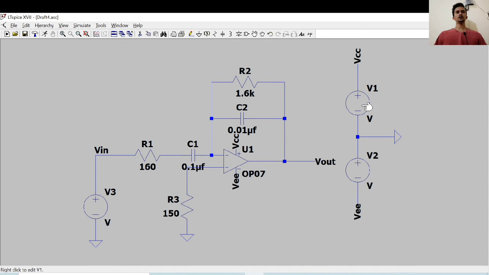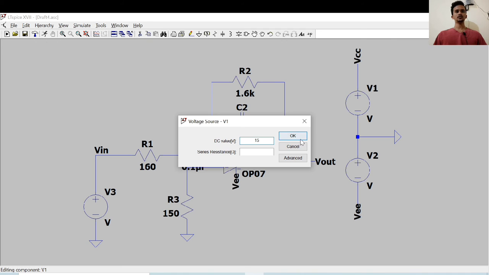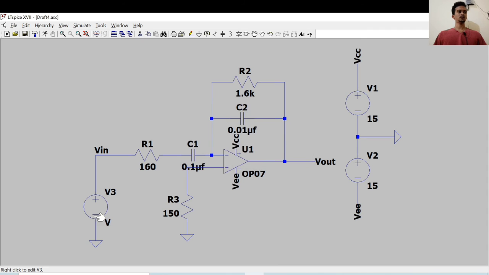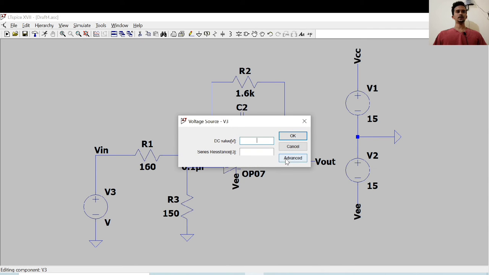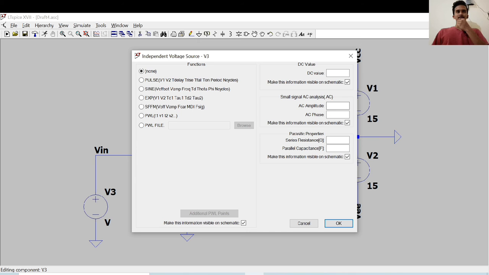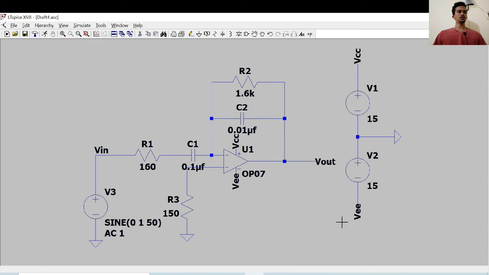Okay, so now we'll give a supply here 15 volts, and then here 15 volts. Okay, then we'll give a supply for input, 2 volts peak to peak, then a sine wave, 0 offset, amplitude 1, and this will be 50 hertz. Okay, so now let's check all the connections are done properly and the supply. Okay, so let's simulate it.